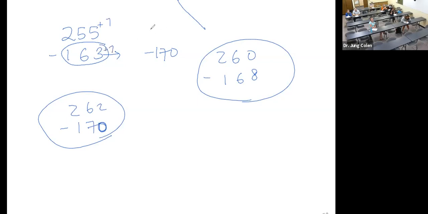Then what we have here is 262. So we can do 262 minus 170 instead of 255 minus 163. Then we don't have to deal so much with the regrouping. Okay, maybe a little less. So 2 minus 0 is so much easier: 2. And it helps your mental math too. 26 minus 17 is 9.